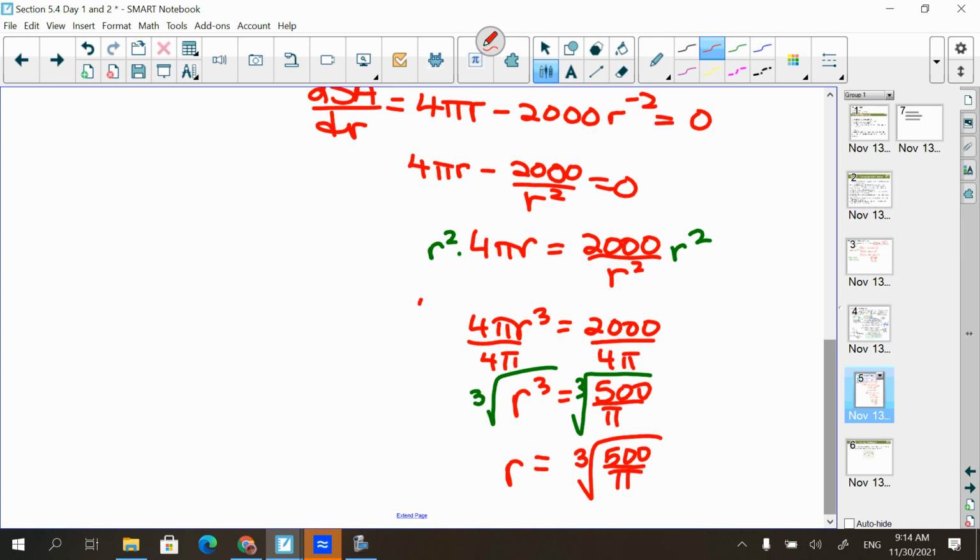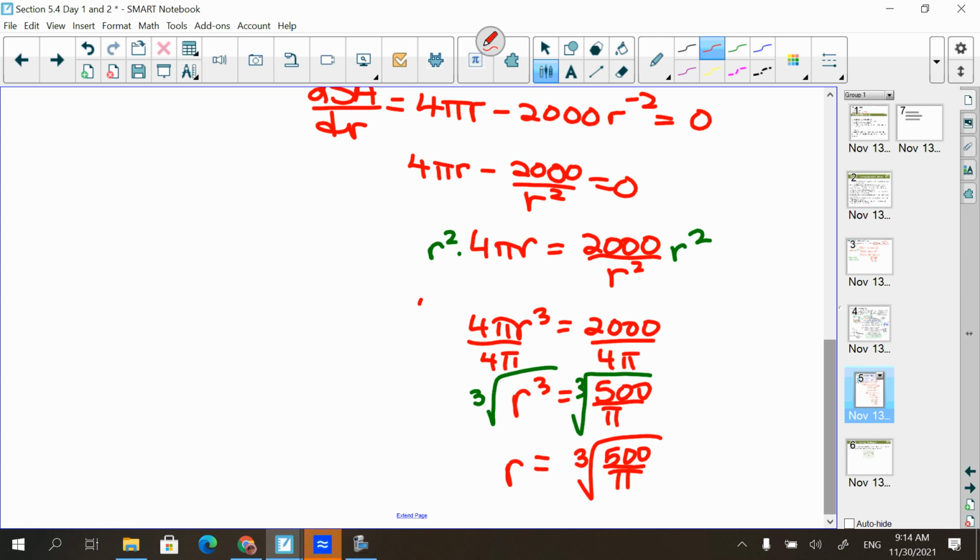Remember, when it's an odd root, you don't need a plus or minus. If it was an even root, you need the plus or minus, but think about it. Could you have a negative r in this situation? So again, you wouldn't even need the negative there. Okay. So this here is the r value. This is an exact answer.